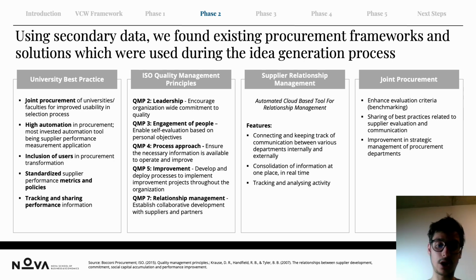And also inside the quality management principles, we can see that another tool that can be used is the engagement of people that enables a self-evaluation process based on personal objectives. We also explored supplier relationship management and joint procurement, benchmarking both of them.